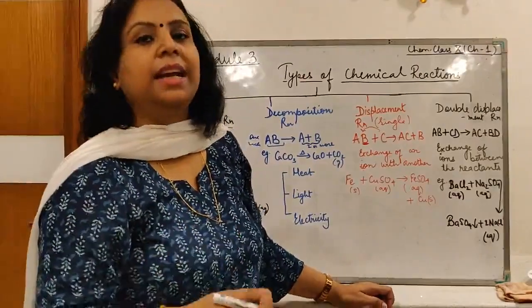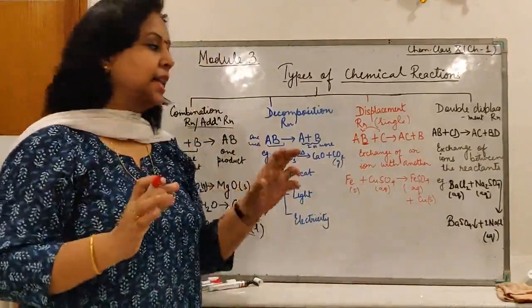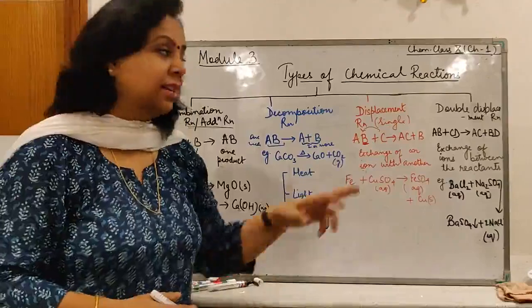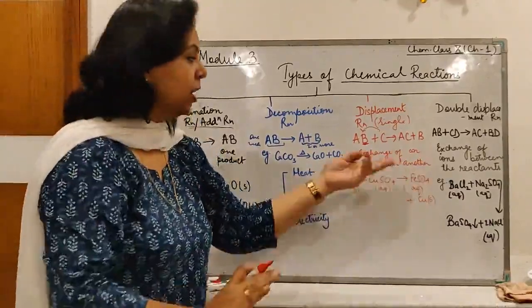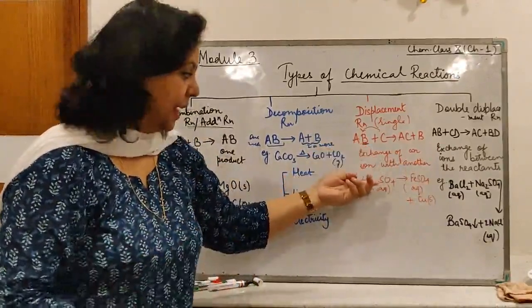B is displaced because B is lower to C in the reactivity series. We have to study reactivity series in our coming modules. Basically we need to understand that C is a more reactive metal than B. So that is the reason it is shifting B from AB and taking its place.